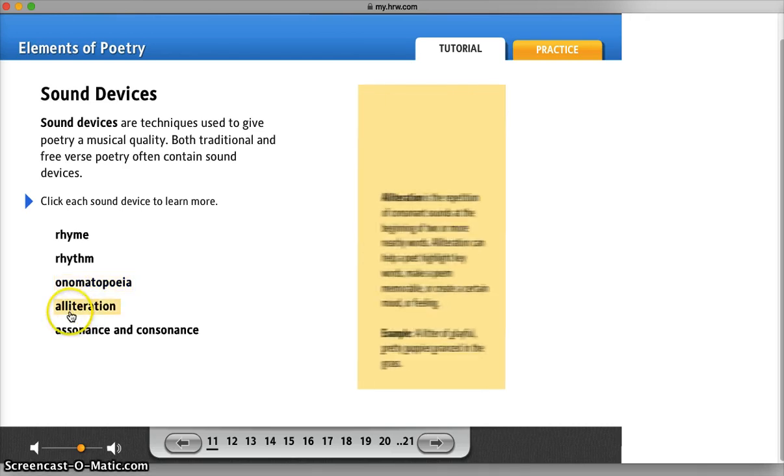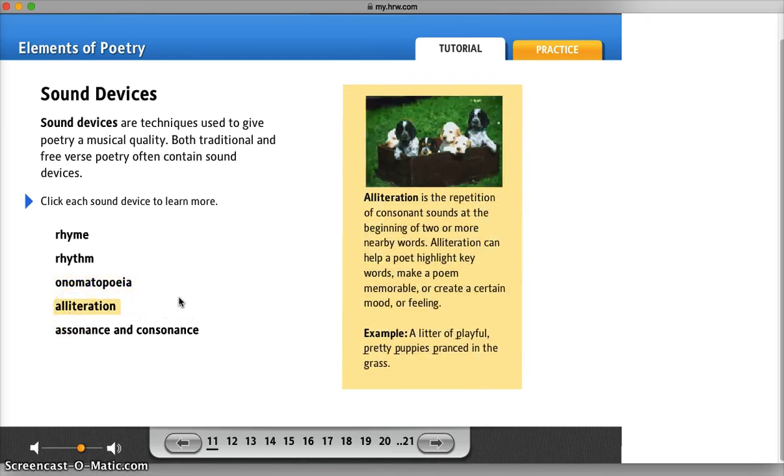And the other type we're going to talk about and practice identifying is alliteration. Alliteration is the repetition of consonant sounds at the beginning of 2 or more nearby words. One little trick I have to remember what alliteration means is I look at the actual word. The second and third letters are both L. L's are consonants, and these are next to each other, so they're repeated. So that helps me remember that alliteration is the repetition of consonant sounds.